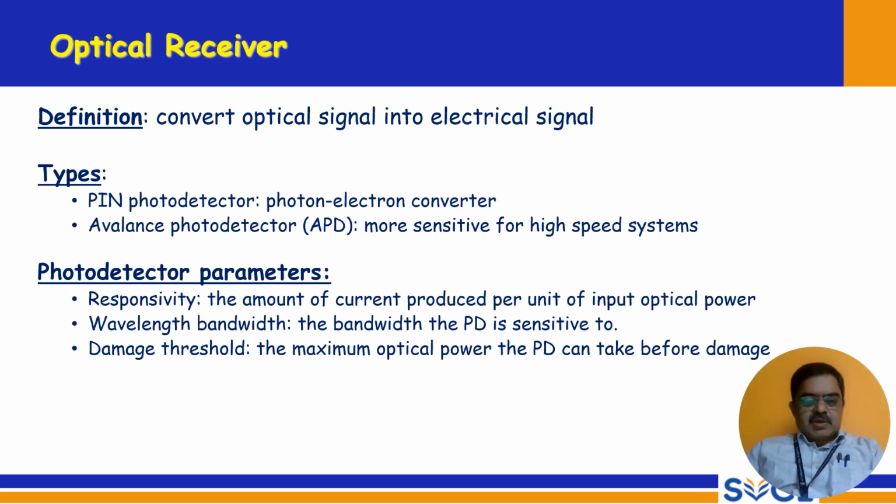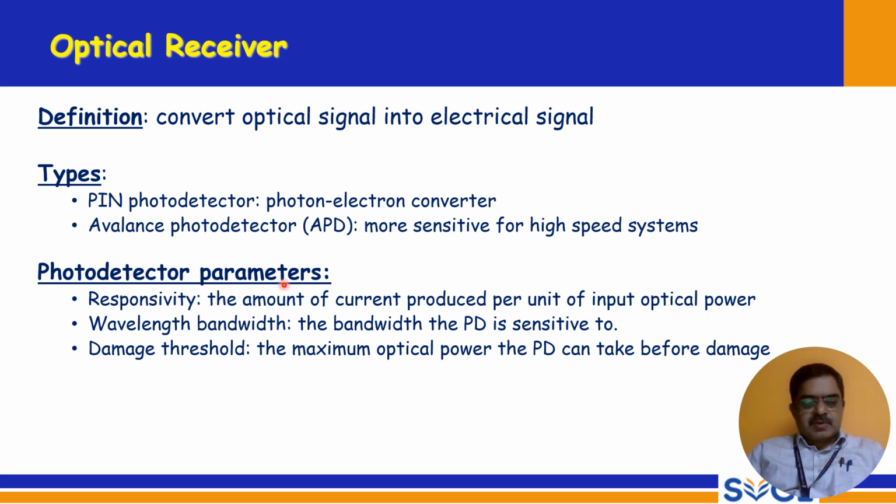So optical receiver definition: it converts an optical signal into an electrical signal. So these are the optical receiver types. There are two types of optical receivers. One is PIN. This is nothing but a PN type photo detector. It is a photodiode and a photon electron converter. Avalanche photo detector, APD, is more sensitive for high speed systems.